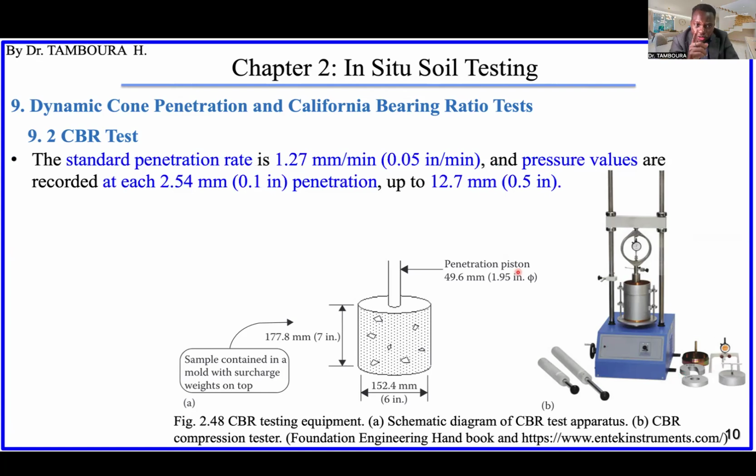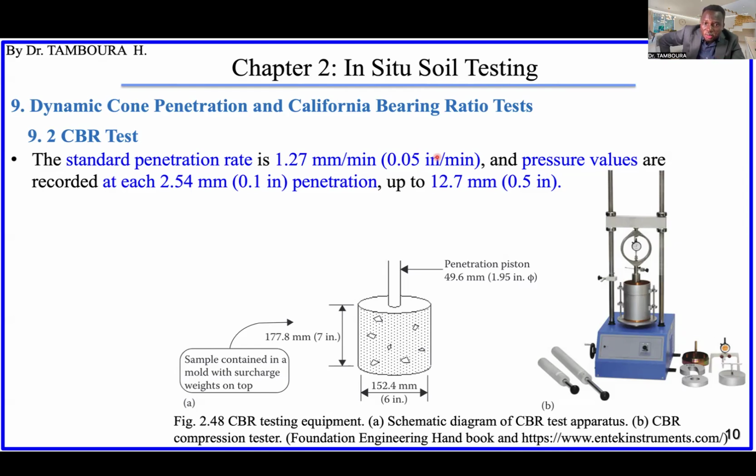So the standard penetration rate is about this 2 point. In some books, you will see it is 1.25. But here I converted directly this 0.05 inches to millimeters. Anyway, the penetration rate is about 1.25 millimeters per second.